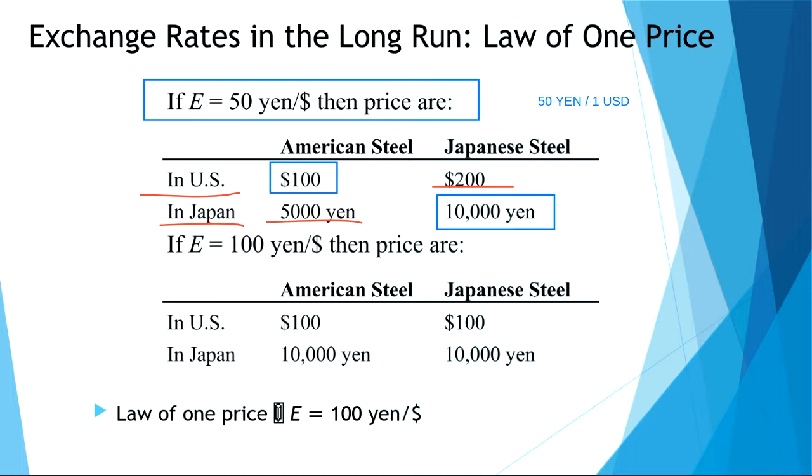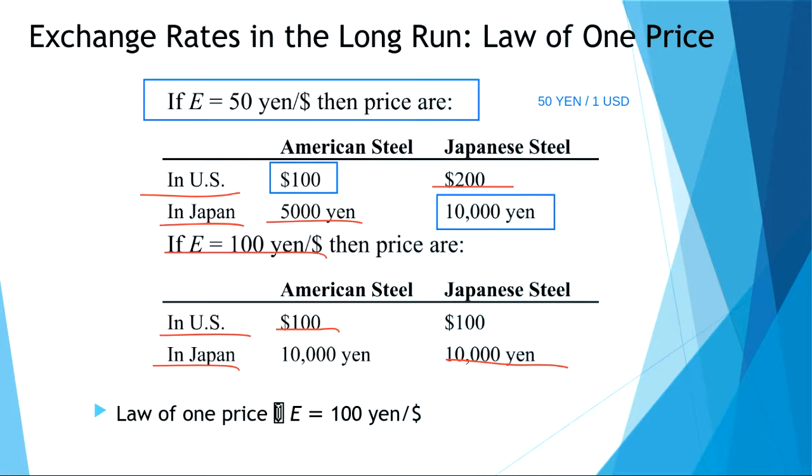So that's why, if the American steel is equal to $100 and the Japanese steel is equal to 10,000 yen, the exchange rate should be $1 is equal to 100 yen, right? So any change in steel price will affect the exchange rate. Think about the other way around, right?